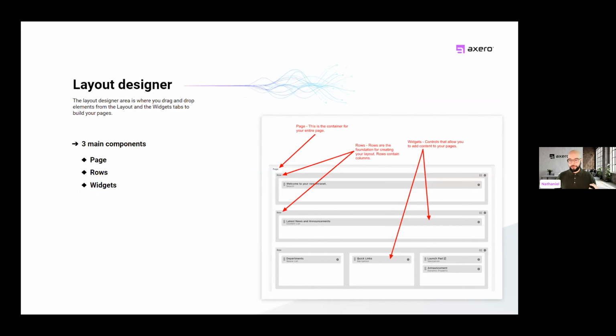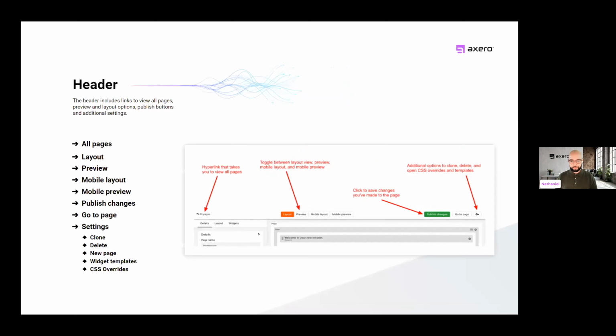So the layout designer is going to be your canvas. So it's going to have a few different sections. You're going to have the page, and then in the page, you'll have those rows that you're going to drag and drop over, and then the widgets go inside the rows. You can also nest rows in each other. So I'm going to show you that. So if you need to further subdivide a row into additional columns, you can do that as well.